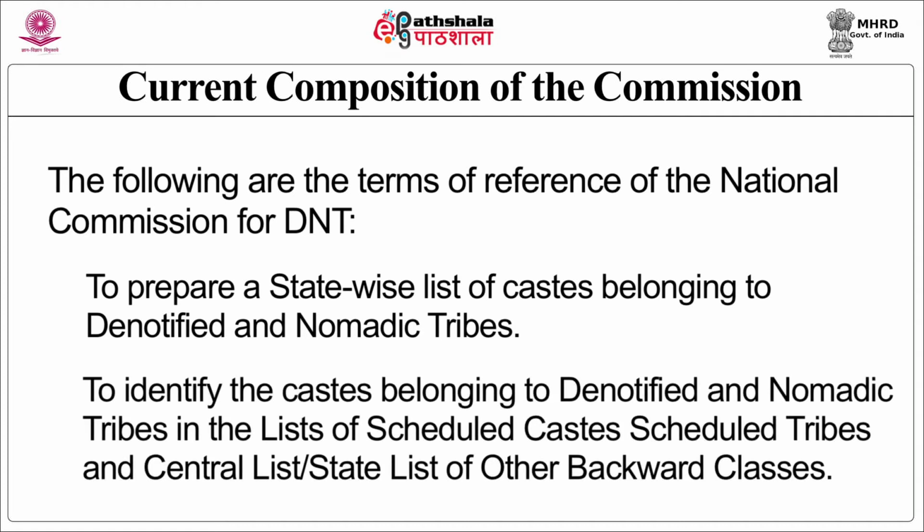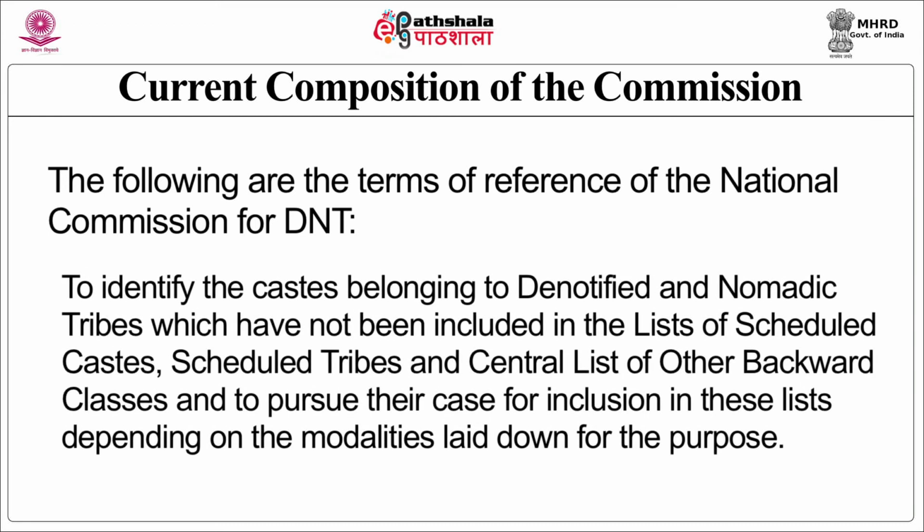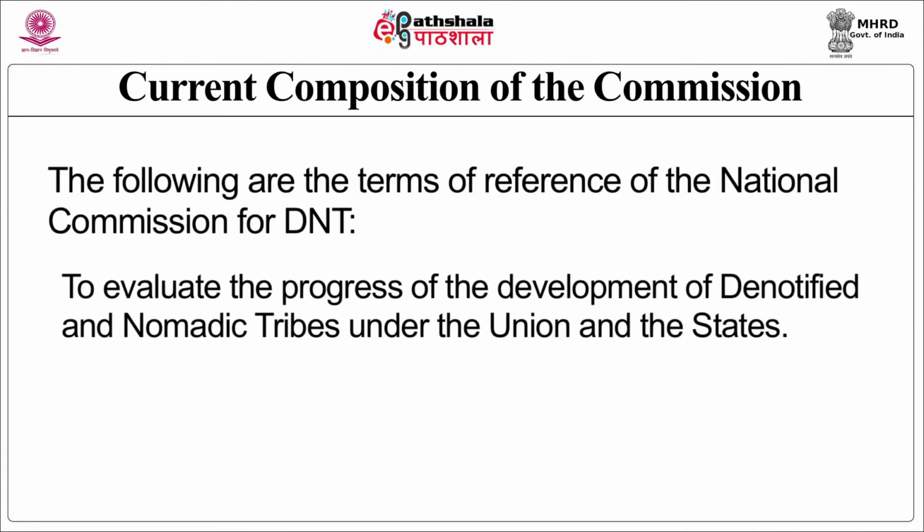It was required to identify the castes belonging to denotified and nomadic tribes in the lists of SCs, STs, and central list, state lists of other backward classes. This NCDNT was required to identify the castes belonging to denotified nomadic tribes which have not been included in the lists of SCs, STs, and central lists of OBCs, and to pursue their case for inclusion in these lists depending on the modalities laid down for such inclusion. The commission was also tasked to evaluate the progress of the development of the denotified and nomadic tribes under the union and the states.